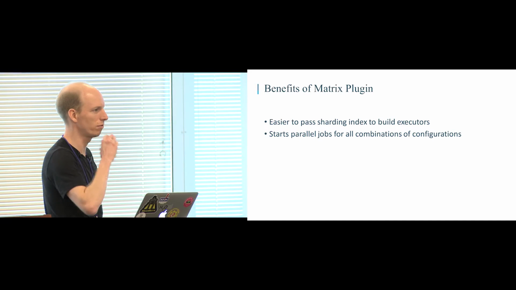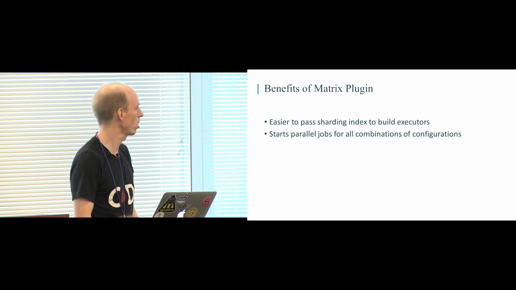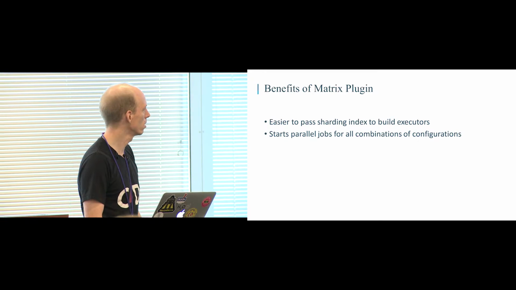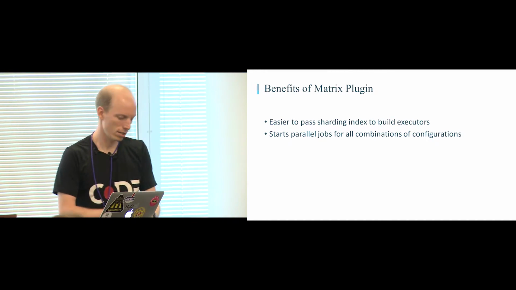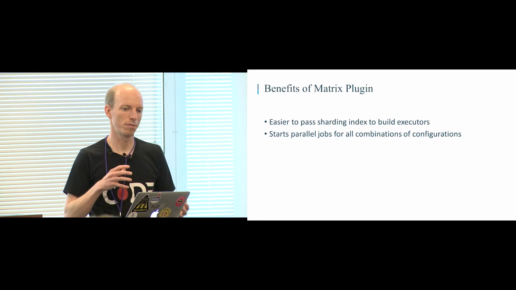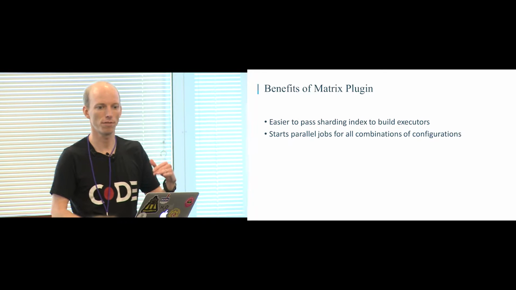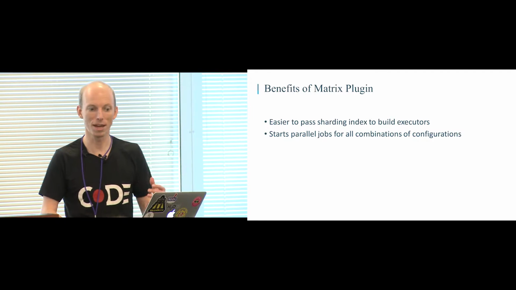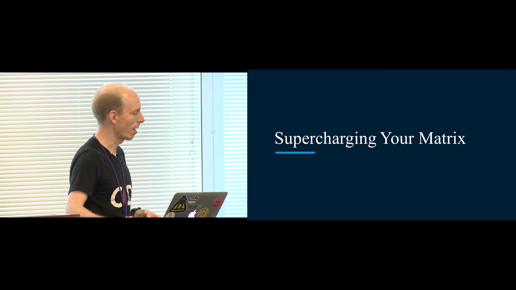So this doesn't solve 2 of the 3 problems we talked about earlier, but it does make it super easy to pass the sharding index to your build executors. The other real benefit of the Matrix plugin is it's going to be able to build you a whole set of parallel jobs for more than just one variable. You don't just have to define one of those axes, you can pick other things too. So what am I hinting at?